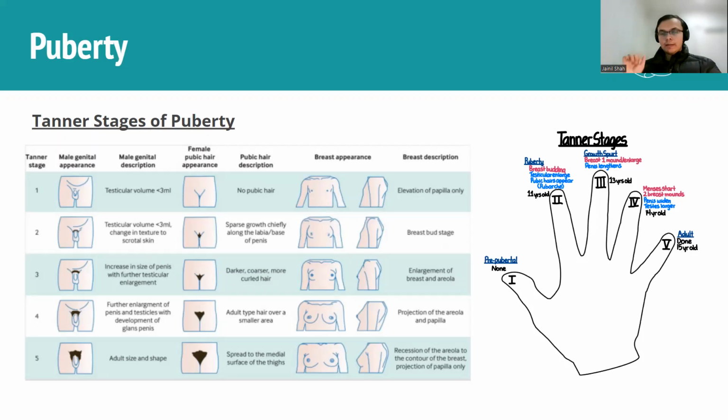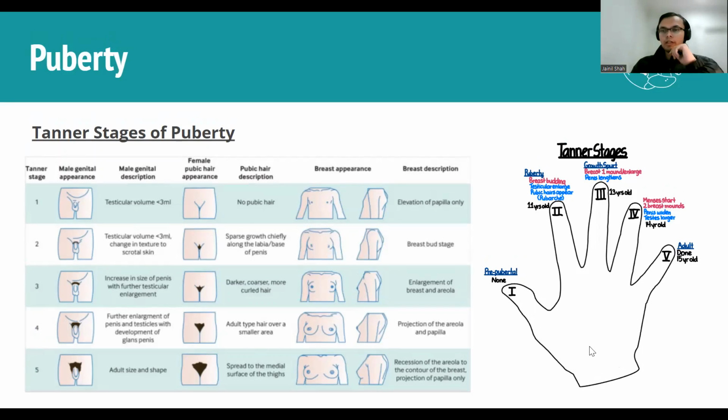So the way it's taught is that 1, 2, 3, 4, 5 are the five stages on your fingers. You can remember 1 and 5 as being the start and the end. So the start being prepubertal, and then the end being the adult stage once you've finished puberty, where you've completely finished it, you're done. And the age for the adult stage is about 15 years old. Therefore, the rest of the fingers: your index finger is going to be stage 2. And you could remember the age for that as well, because stage 2 in Roman numerals resembles the number 11. So stage 2 is around 11 years old, which is easier to remember once you have that mnemonic in mind.